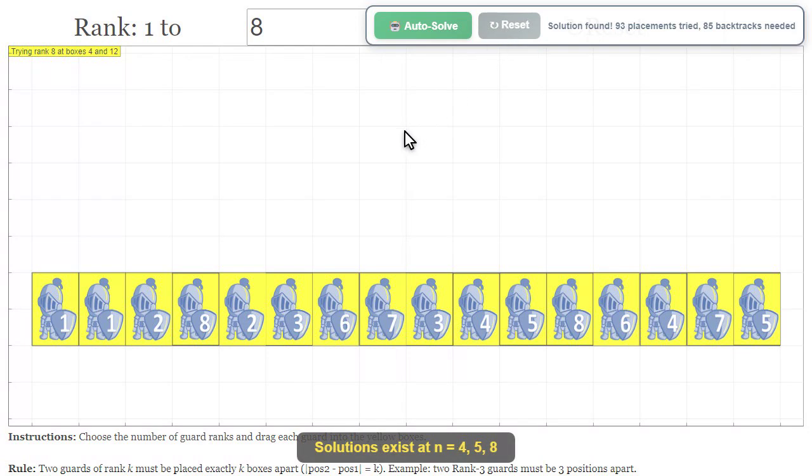Now it's your turn. Use one step to explore each decision by hand, or try dragging the guards yourself. Can you solve level 8 before the computer does? Good luck.